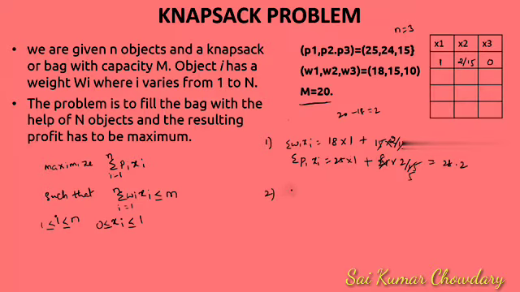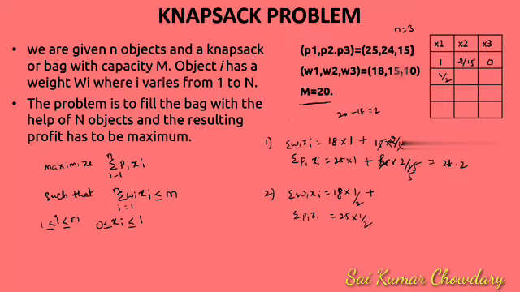So I will go for another option. I don't want to take the entire object, I want to take like half of the object. If I go with half of the first object, 18 into 1 by 2, and profit is pi into xi. Profit is 25 into 1 by 2. Now the weight of the bag is 9, the remaining is 20 minus 9, 11.